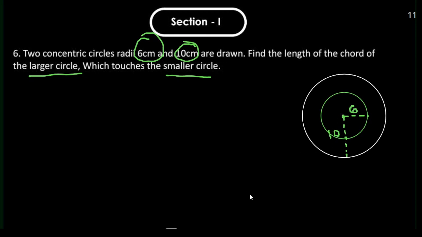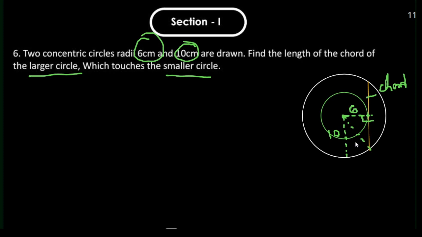Now he's asking that if I draw a chord. Here you can see I have taken a chord which is touching the inner circle at a point, right? To this chord, this radius is exactly perpendicular, so here the angle is 90 degrees. Now if I just join this point, then what happens?